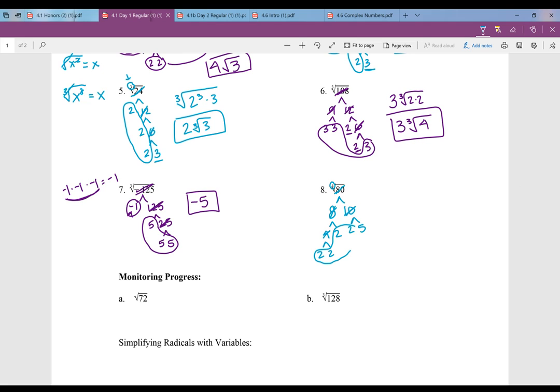So do you see how we have a group of 4 2's? So that means we're going to pull a 2 out. And then our 5 is going to stay under the fourth root. And that would be our answer.